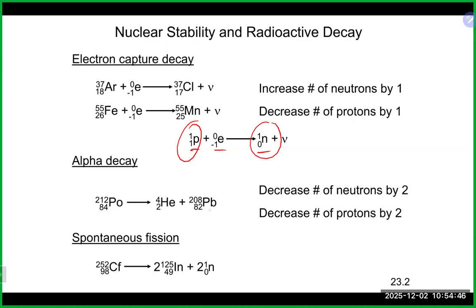Our biggest change is the alpha, as it changes by 4 and 2. And that makes the biggest change in both the mass number and the atomic number.